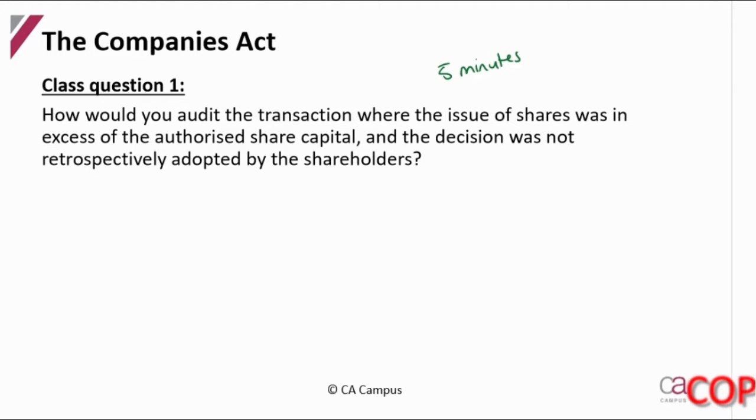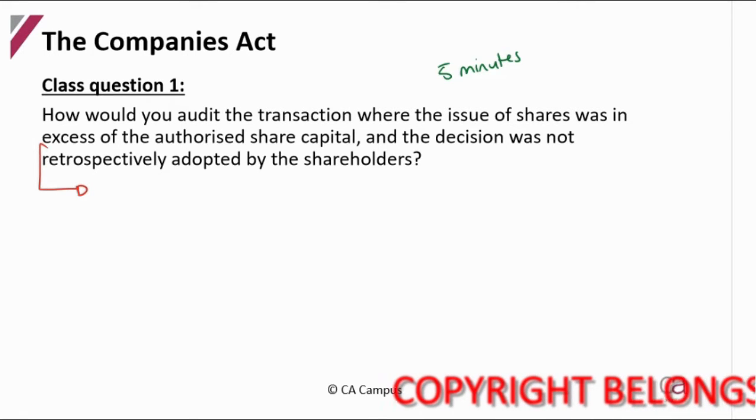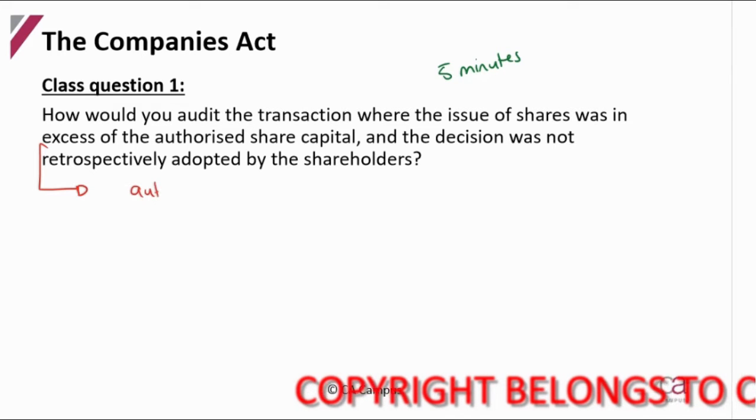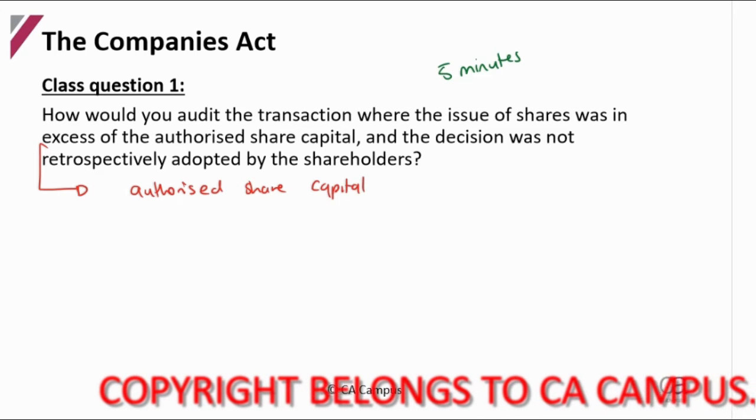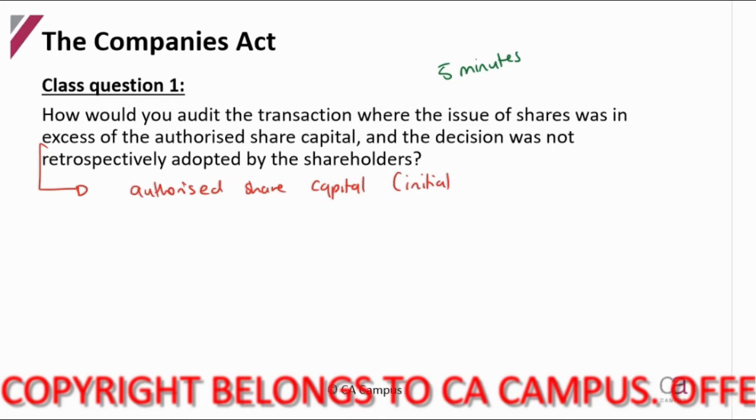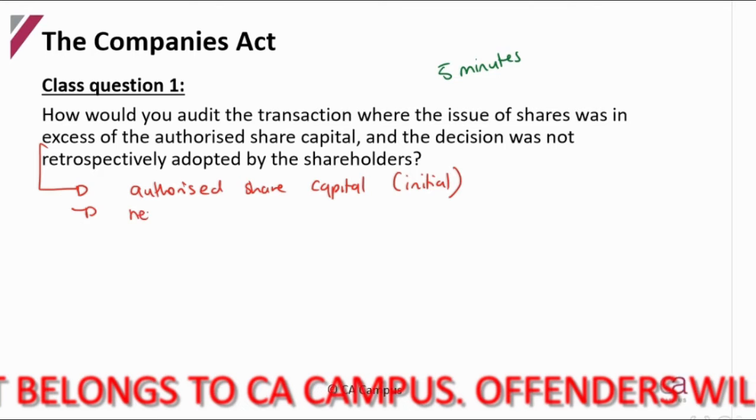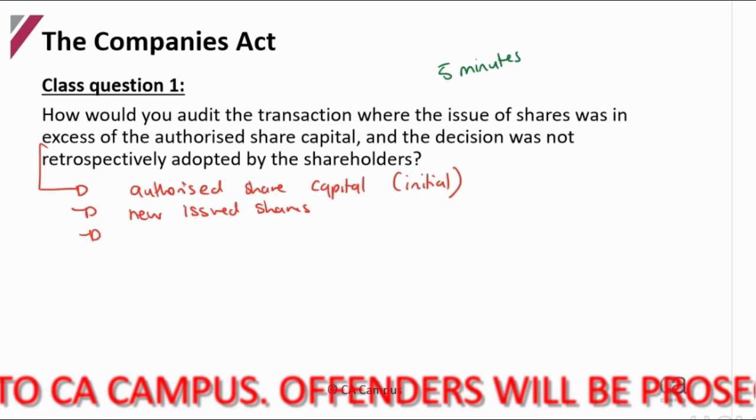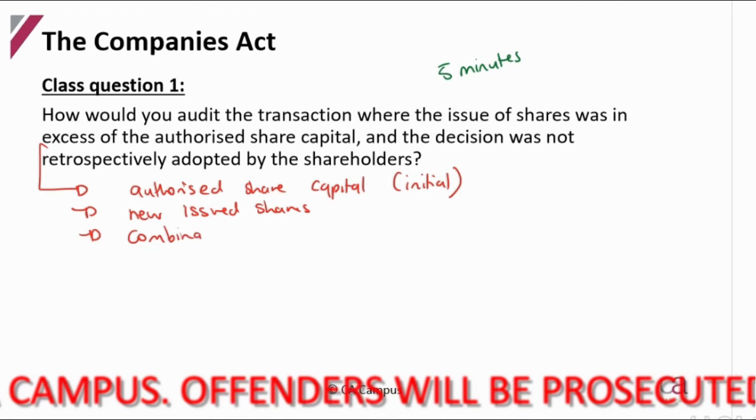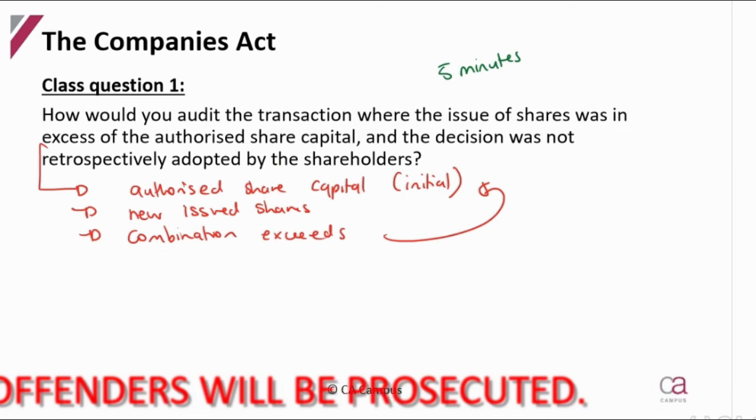Right, so how do you go about auditing? Just some things to think about. First of all, you want to make sure that it is in excess of the authorized share capital. So you first need to see what the authorized share capital was, the initial. Then you're going to have to see what the new issued shares were, and see that the combination of those exceeds that initial authorized share capital.